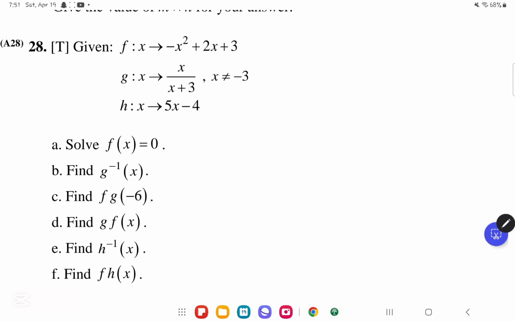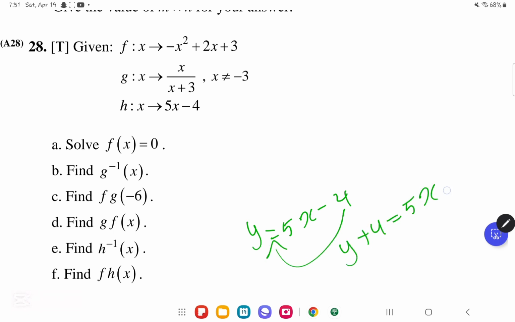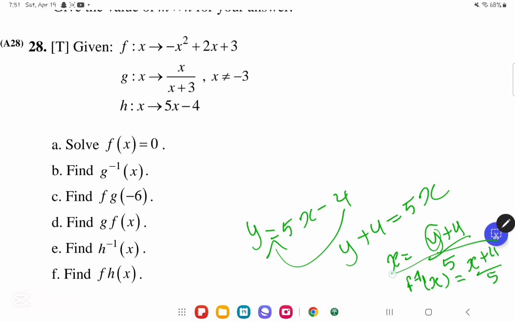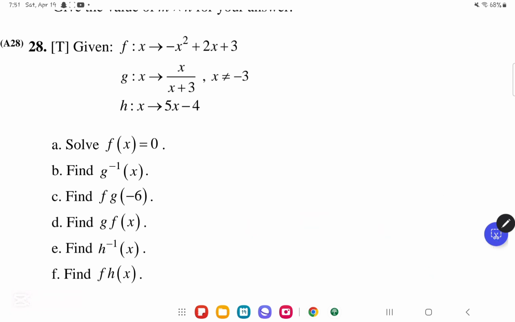For part E, they said find h inverse. H inverse is very simply y is equal to 5x minus 4. You're going to move minus 4 to the other side, so y plus 4 is equal to 5x. Divide both sides by 5. X is equal to y plus 4 over 5. Switch the x with h inverse, so h inverse of x is equal to x plus 4 over 5, very simply. By the way, we're dealing with h inverse, so my mistake, put h inverse and not f inverse.